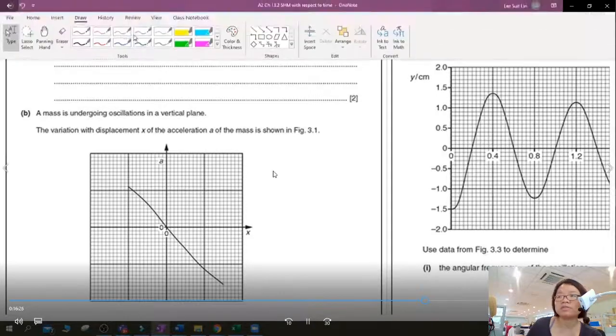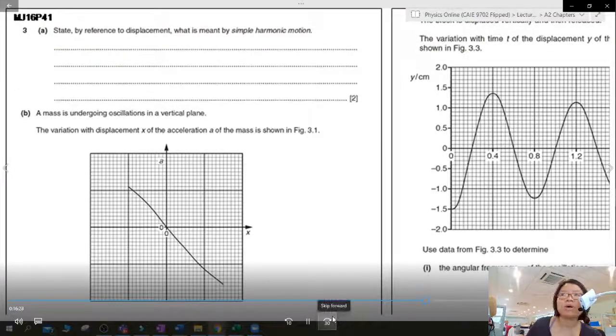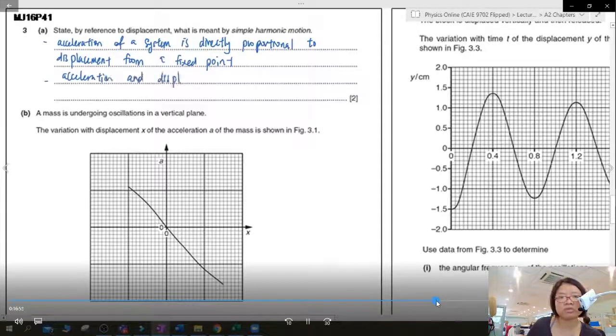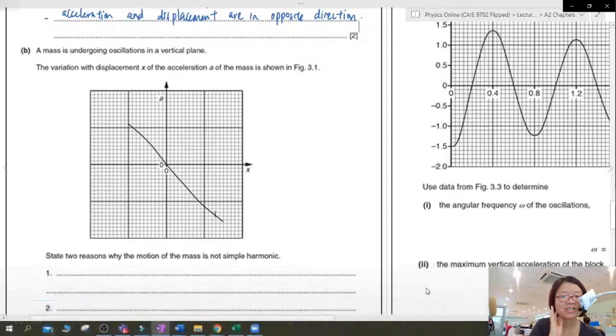By reference to displacement, what is meant by simple harmonic motion? So this one is pretty straightforward. Acceleration of a system is directly proportional to displacement from a fixed point. Acceleration and displacement are in opposite directions. So please write these 2 points for full marks in the definition.